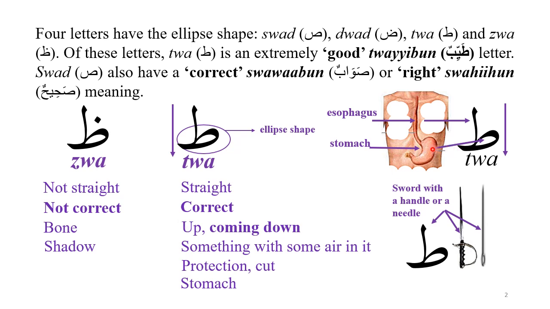And something with some air in it, like say a balloon or something like that, also has this meaning with the twa, because the stomach also contains some water. And another meaning of twa is protection, or to cut something. So both protection and cut is a function of the stomach, as it cuts down the food into its constituent parts, and then it protects because of the presence of the acid. And obviously another meaning is the stomach itself, such as involved in eating. Twaáima means to eat, right?